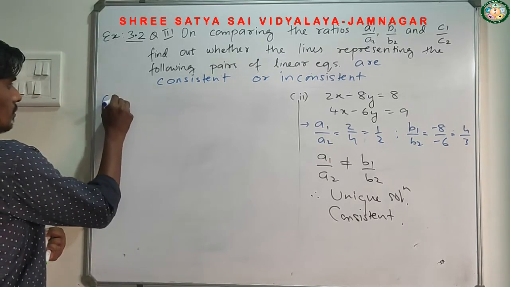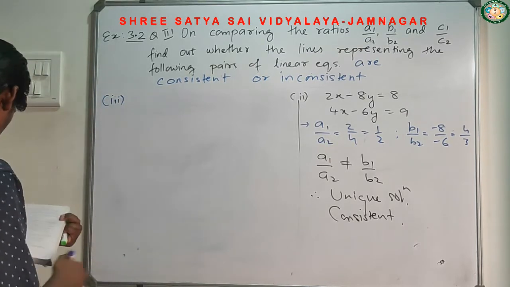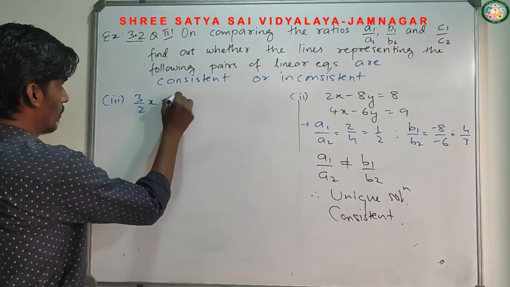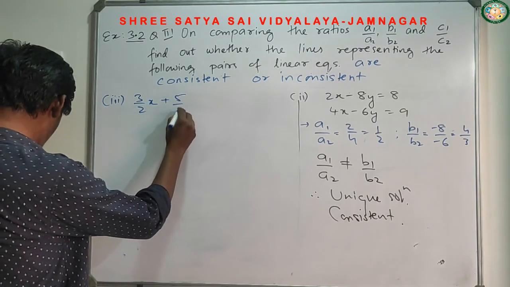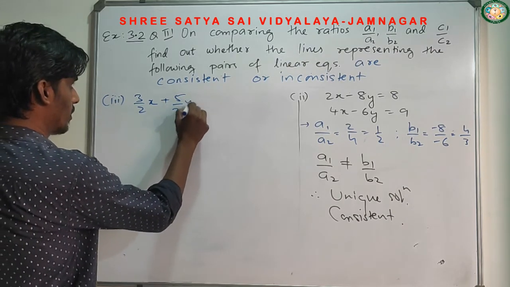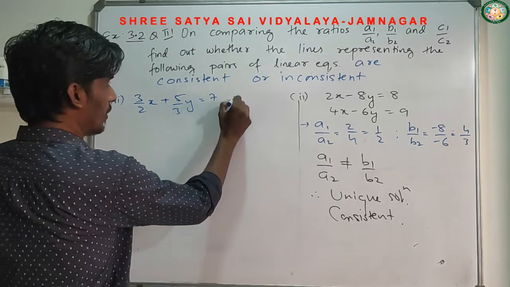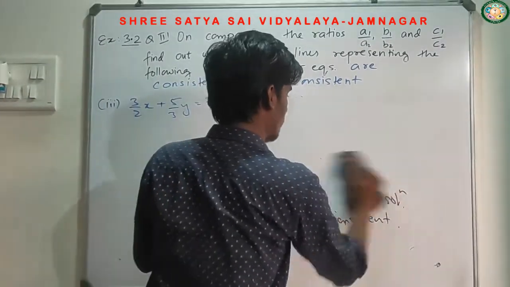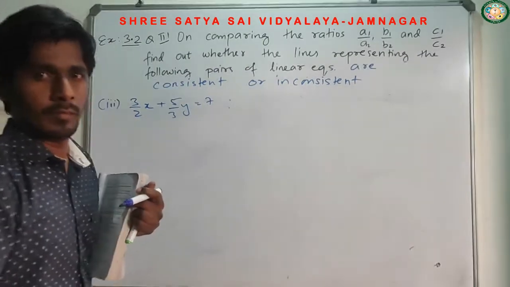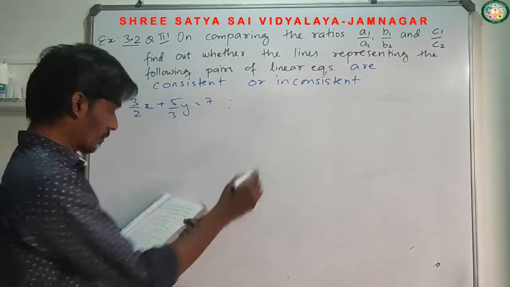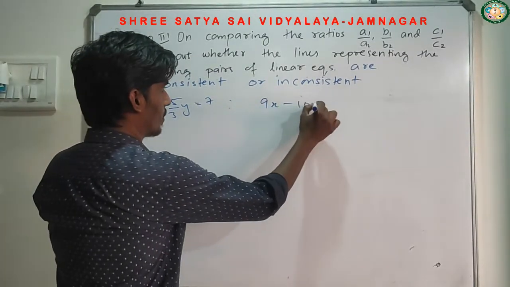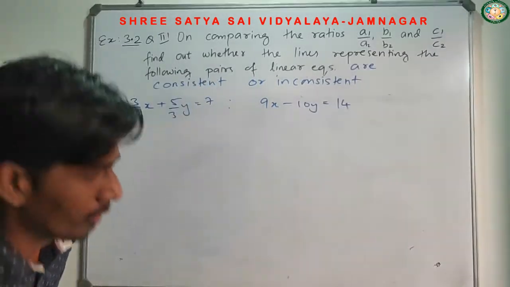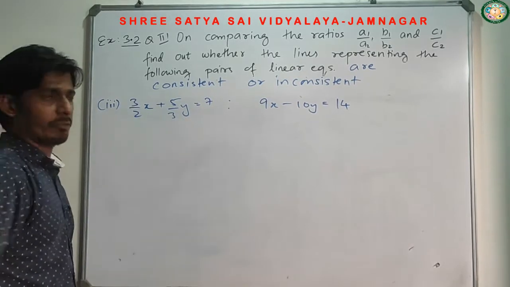Question number 3. 3 by 2 x, 5 by 3 y equals to 7. Then 9x minus 10y equals to 14. Now what is new in this one? Type of equation given here.